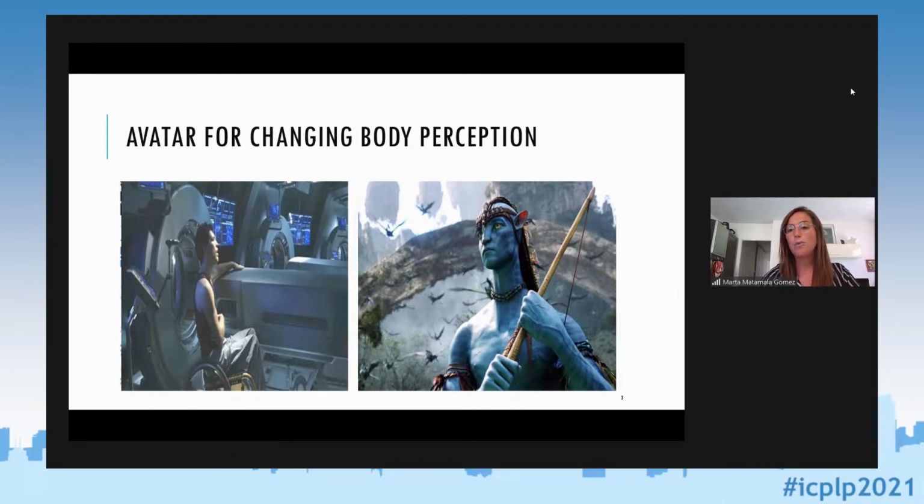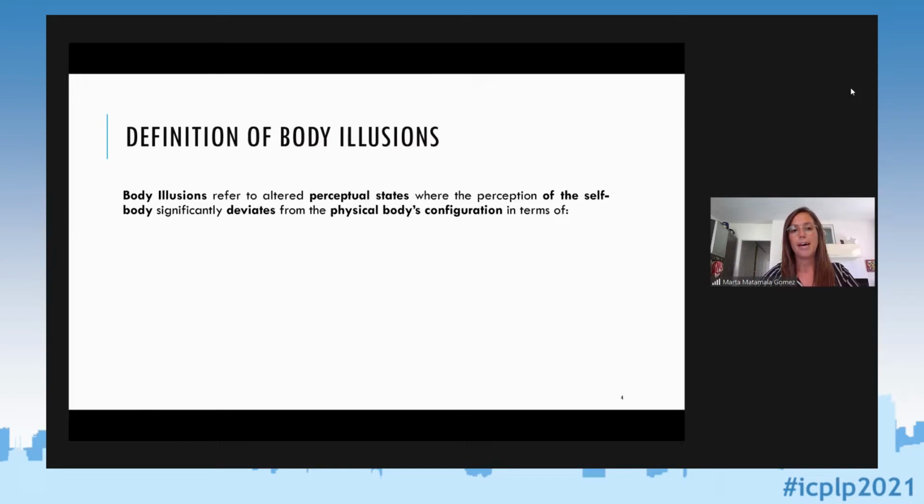So how can we use these body illusions, through an avatar or through fake bodies, to change or to improve a damaged part of the body of patients with phantom limb pain in this case, but overall for clinical applications? How can we induce these body illusions to make the patient feel that his body has been recovered? So now I will introduce the concept of body illusions.